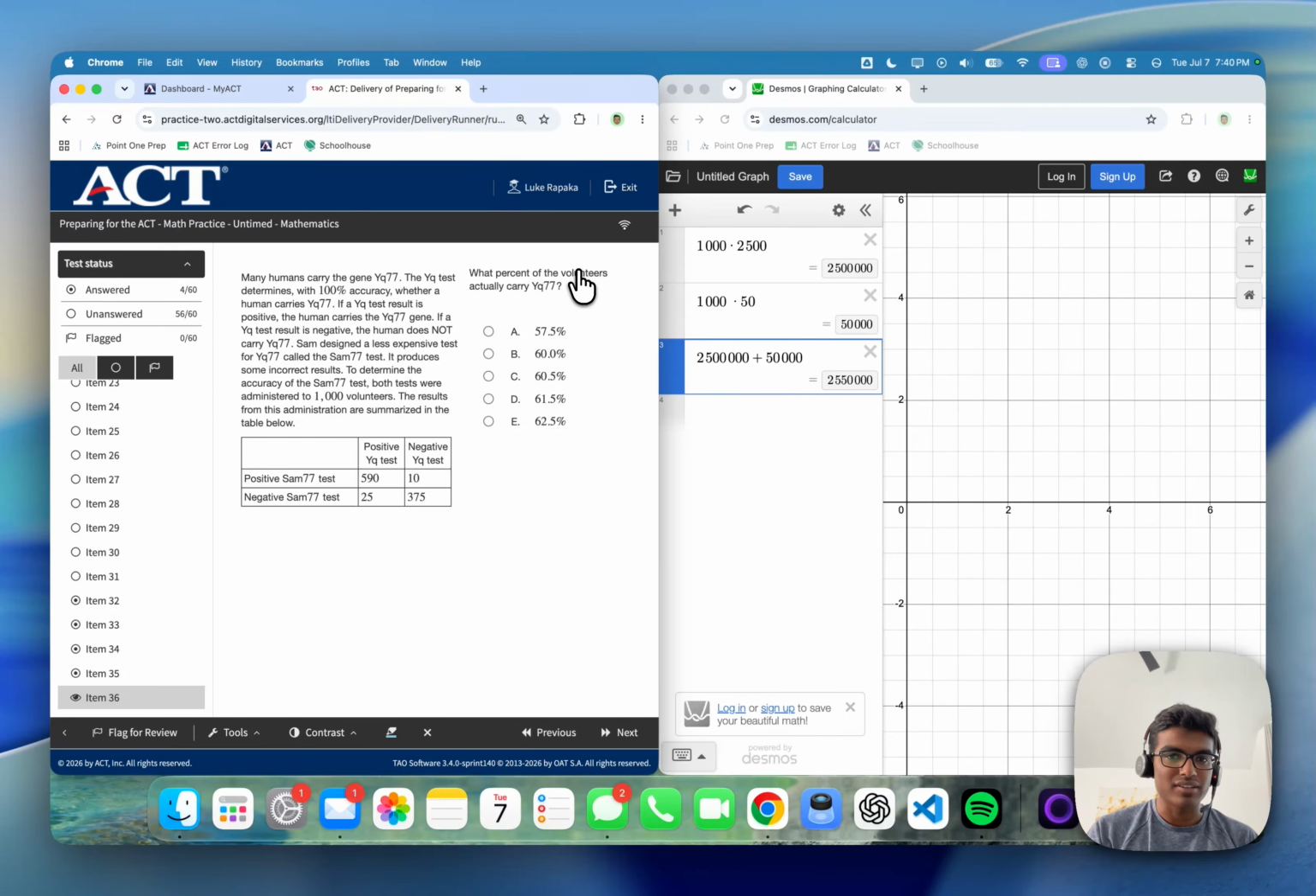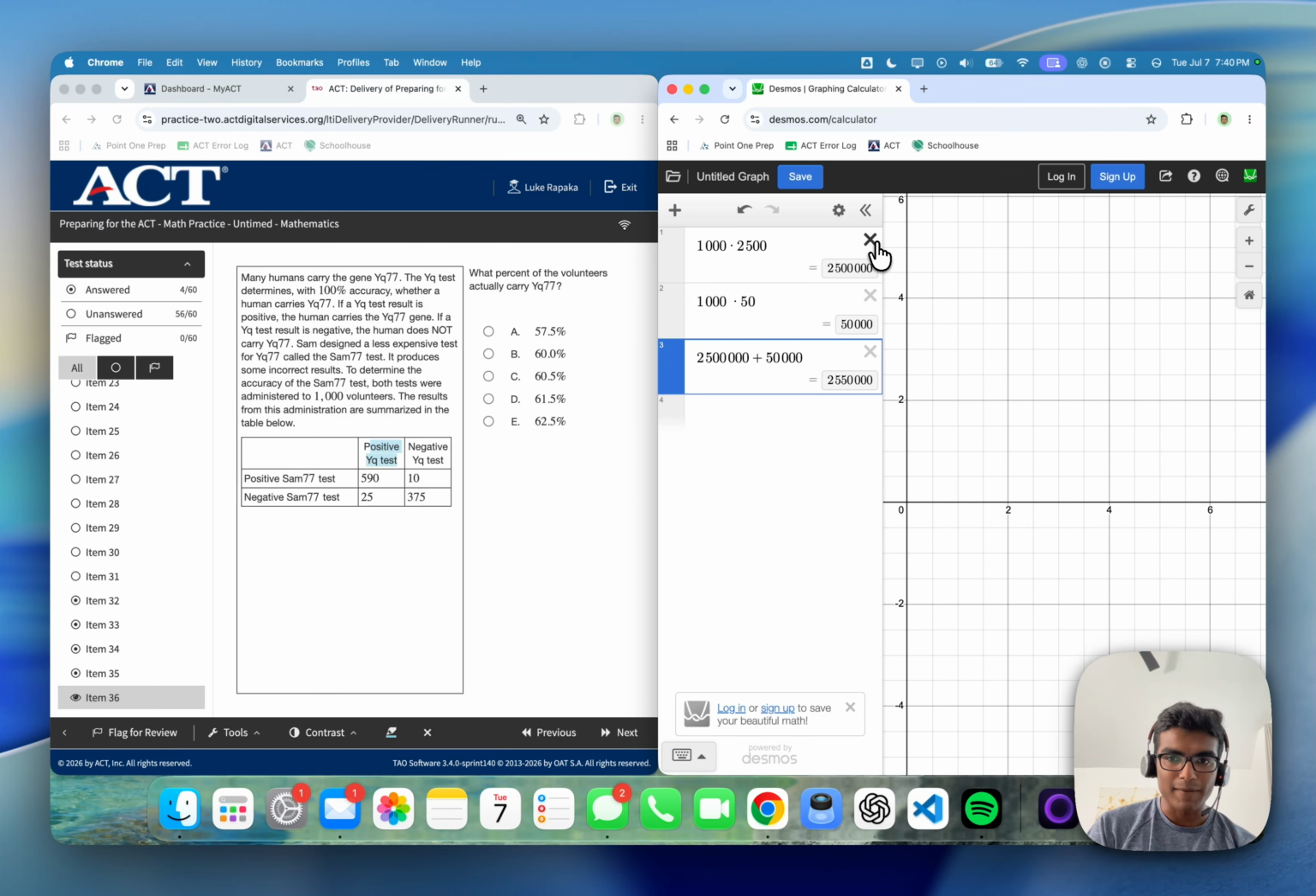What percentage of volunteers actually carry YQ77? In the passage, it says that the actual YQ test does show the results correctly, whereas the SAM77 says otherwise, it's kind of right, kind of not right. So we're going to be taking these tests and then seeing where there's a discrepancy. I can see here, this is positive, this is positive, and then this is negative, but this is positive. So I know 25 has to be one of the numbers I'm adding.